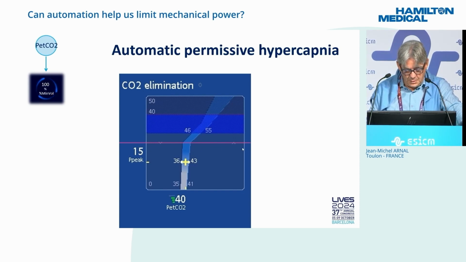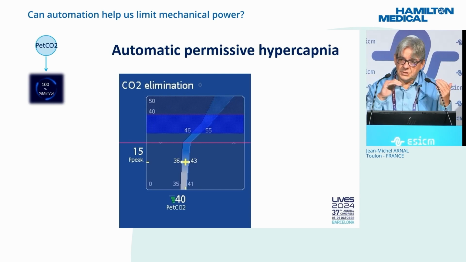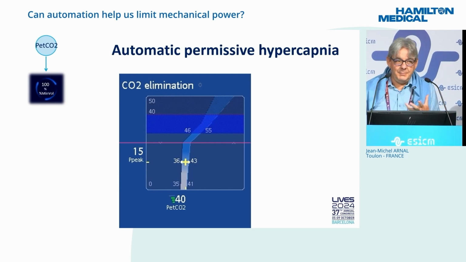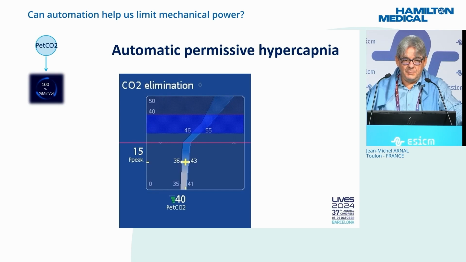Now, please focus on the pink line, where you see that the target end-tidal CO2 is different when the peak pressure increases above 25 centimeters of water. So, by design, this ventilator mode will apply a sort of permissive hypercapnia as soon as the peak pressure is above 25 centimeters of water. What we should do at the bedside, but we don't think about it all the time, or maybe we think about it later, will be applied automatically. And you will see later that by applying permissive hypercapnia, we can reduce the mechanical power.